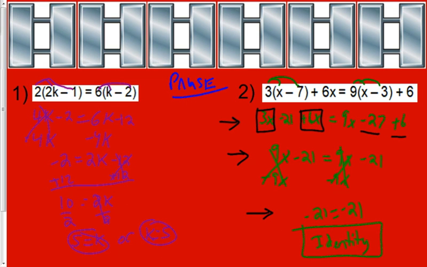If it's true, it's an identity. Those are the same. That means there's an infinite number of possible solutions. You can plug in anything for x and it'll work. If they weren't going to be equal, that would mean that there is no solution. But for this one, there is, and it's an identity.